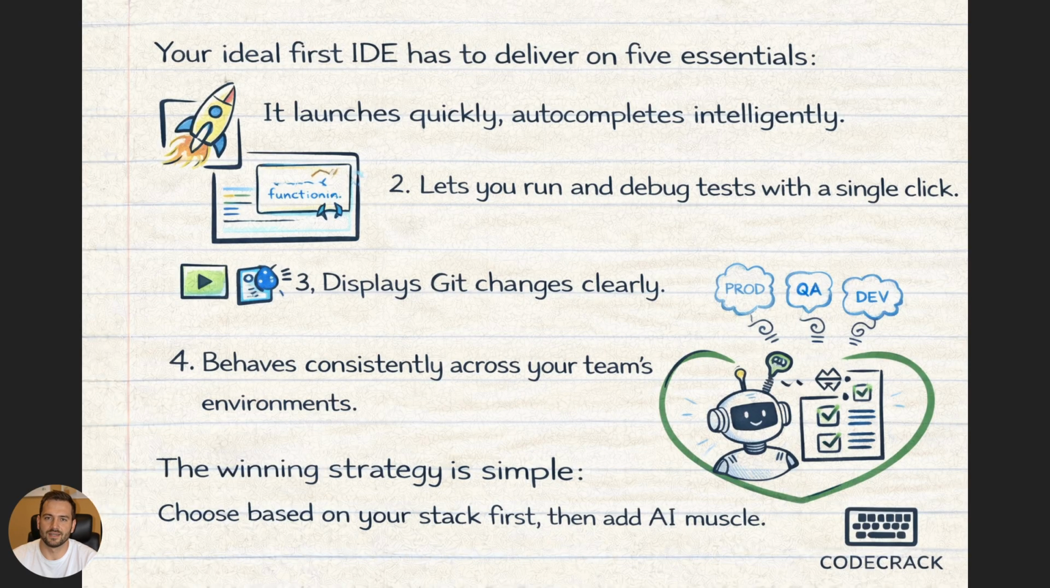Your ideal first IDE has to deliver on 5 essentials. It launches quickly, auto-completes intelligently, lets you run and debug tests with a single click, displays Git changes clearly, and behaves consistently across your team's environments. The winning strategy is simple. Choose based on your stack first, then add AI muscle.